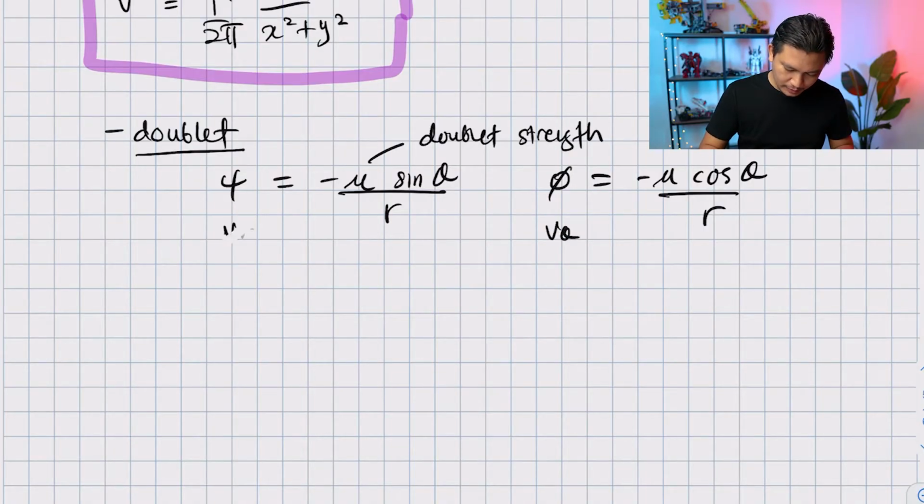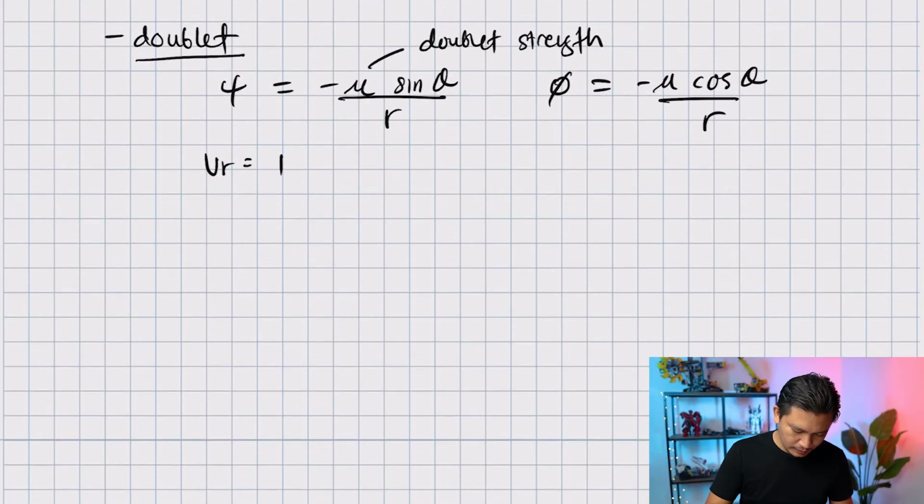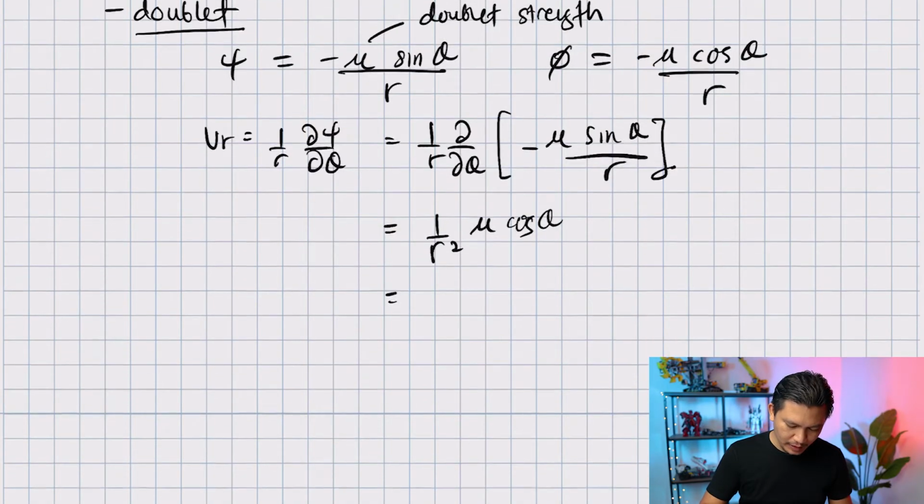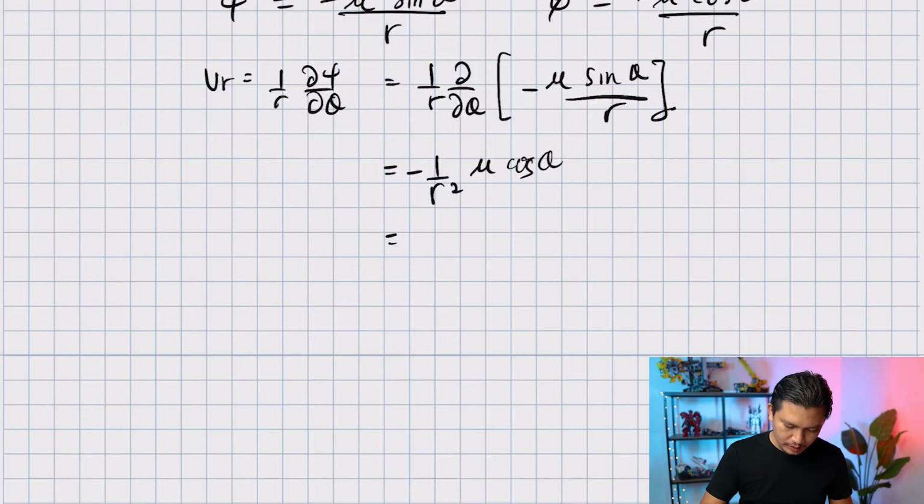So now our VR, let's write it further down. VR is equal to 1 over R del psi over del theta. So this becomes 1 over R del over del theta of minus mu sine theta over R, and this is equal to 1 over R squared times mu cos theta. And if I write this properly, I think we are missing a minus here, so this is minus mu cos theta over R squared.